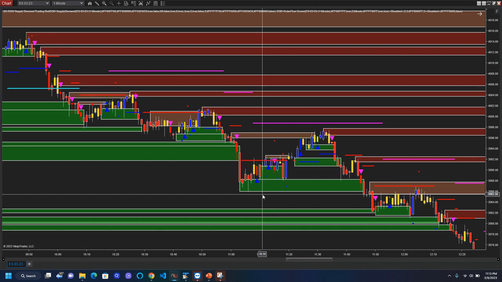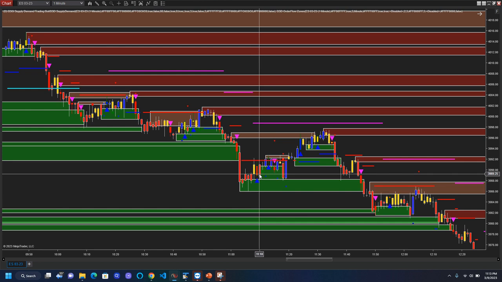Where will the target go? If you choose supply and demand target, that means above this level, where is the nearest resistance? Right here. This is where the nearest resistance is.